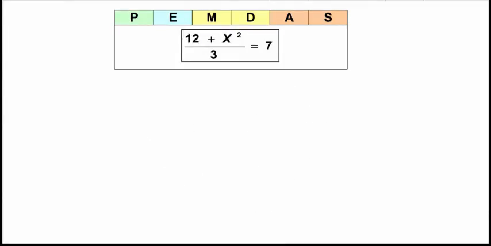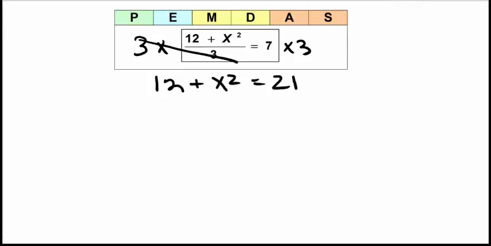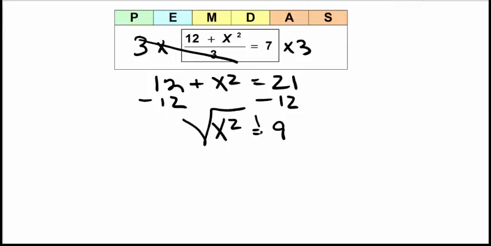The first thing we're going to do here is multiply both sides by 3. That gets rid of the fraction and leaves us with 12 plus x squared is equal to 21. Then we're going to subtract 12 from both sides, and that leaves us with x squared is equal to 9. Square root of both, x is equal to 3.